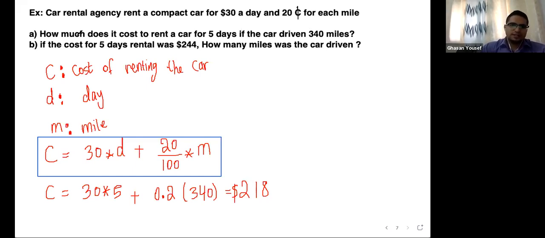Now, the second question is different. They ask me for the mileage and give me the cost. For example, I go to the company and they tell me I have to pay $244, and I know I drove 5 days. So I ask myself how many miles I drove, and I have to do this calculation. Okay, so let's do it. Can I go to the next slide?